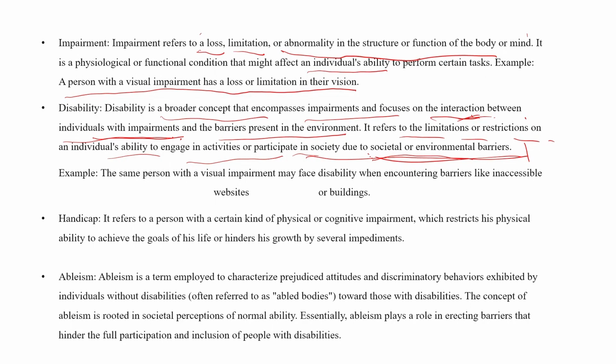So for example, a person with visual impairment may face disability when encountering barriers like inaccessible websites or buildings, right. So here you see that disability is very different from what impairment is. Disability may be a result of being impaired. Let me put it this way for your simple understanding. As we talked about, impairment is talking about a loss, right? Loss of your vision, loss of your hand, loss of your legs. This is simply impairment.